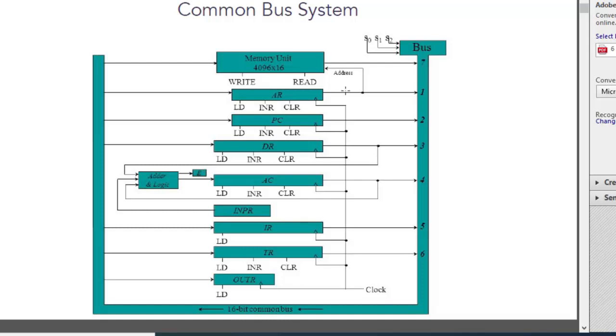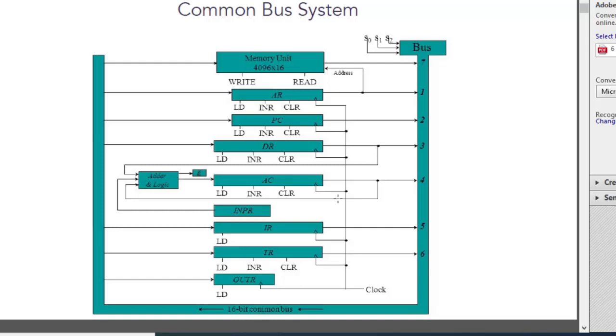Now in this way, the data is transferred from the memory to the common bus, from the registers to the memory, and from the common bus system to the memory and all other registers. Input register is connected to provide information to the bus, but output register can only receive information from the bus. This is because input register receives a character from an input device, which is then transferred to the accumulator. Output register receives a character from the accumulator and delivers it to an output device. There is no transfer from the output register to any other register.